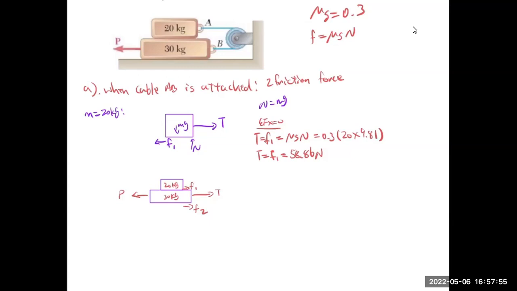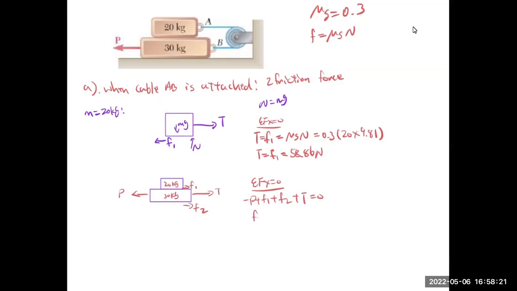Okay. And then let's do our summation of force in the x direction. So in the x direction, I have negative P plus F1 plus F2 plus T equal to 0. And since I know that F1 and P are equal to each other, I just need to figure out what F2 is.